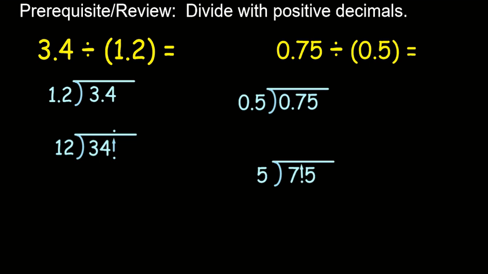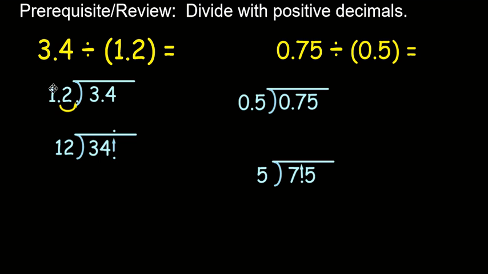Moving on. First, we want to do a little bit of practice with dividing positive decimals, and then we'll kind of tie it all together to understand how to divide with negative decimals. In my first problem, we have 3 4/10 divided by 1 2/10. Our divisor, 1 2/10, we want that to be a whole number. So we're going to move the decimal 1 place to the right.